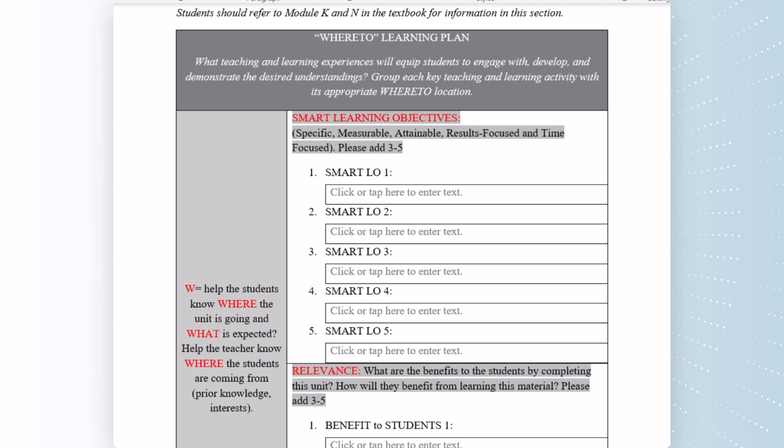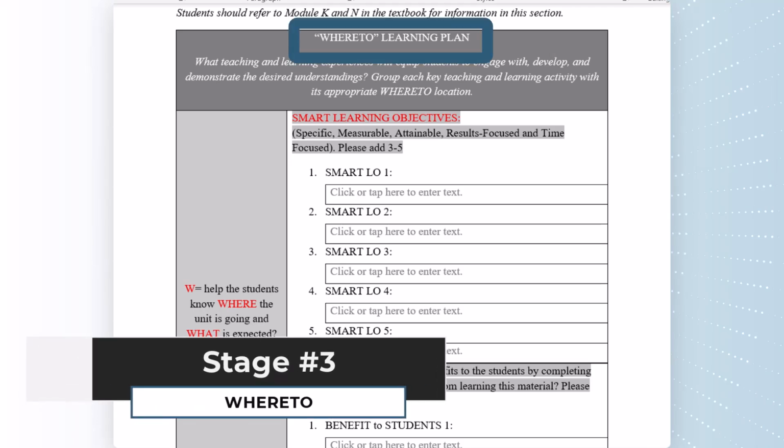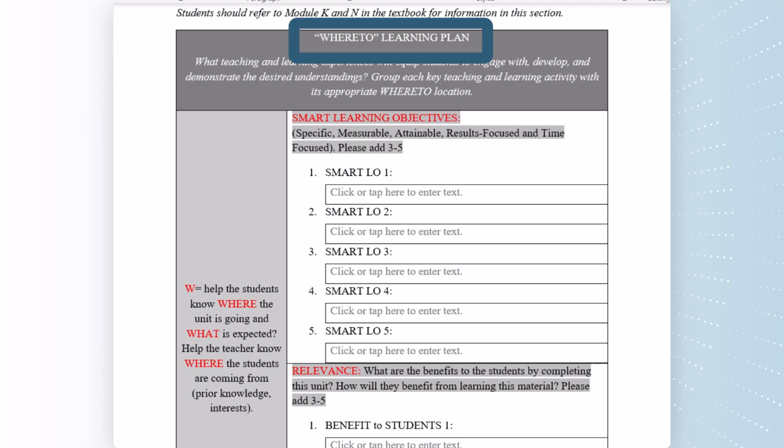Wiggins and McTighe created the WHERETO acronym as an outline guide to ensure that the goals set from Stage 1 are met in the planning process of Stage 3. Following WHERETO letter by letter during Stage Number 3 of the design process will help designers to engage with the best pedagogical practices.